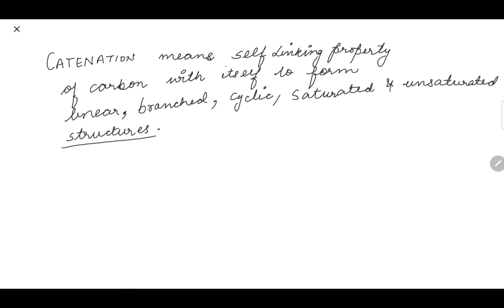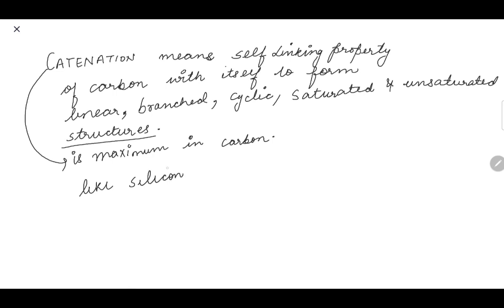And this catenation property is maximum in carbon. Understand why the catenation property is possessed by carbon; I'm coming to that, but I hope you understand that the catenation property is maximum in carbon. So when we talk about catenation, it is shown maximum by carbon.